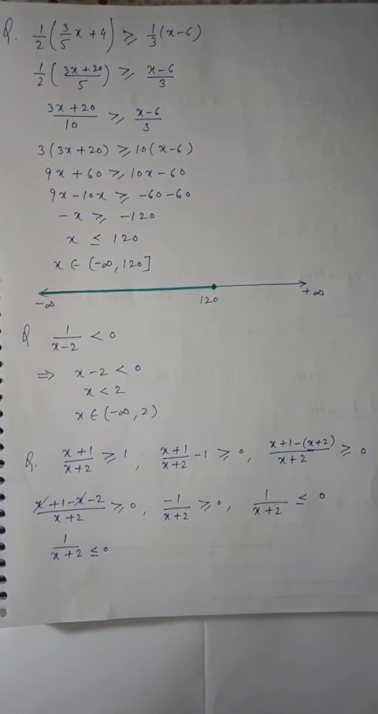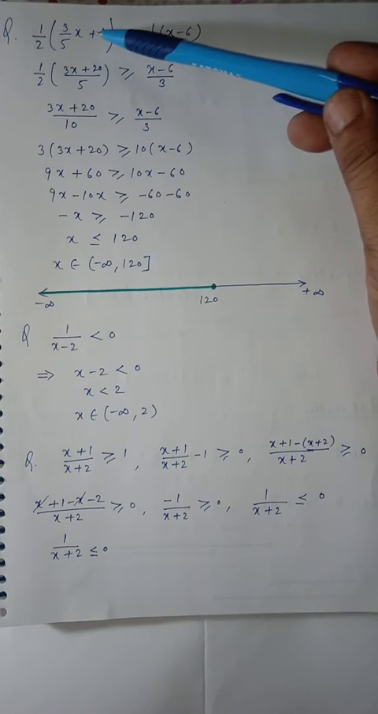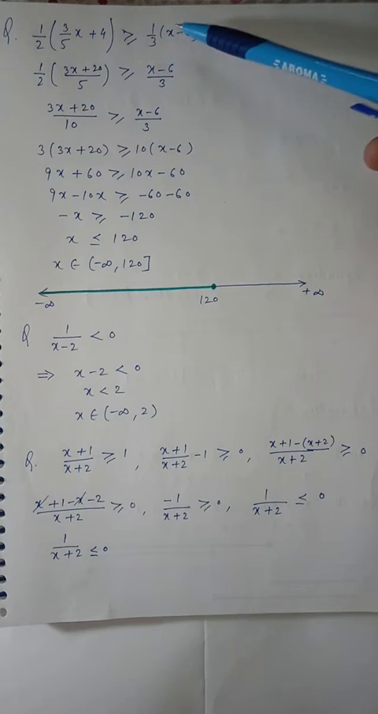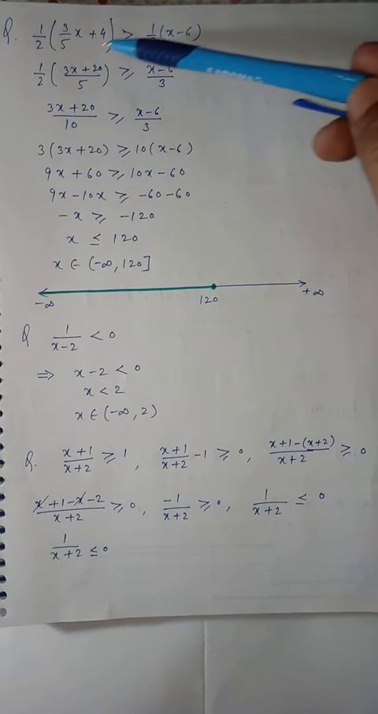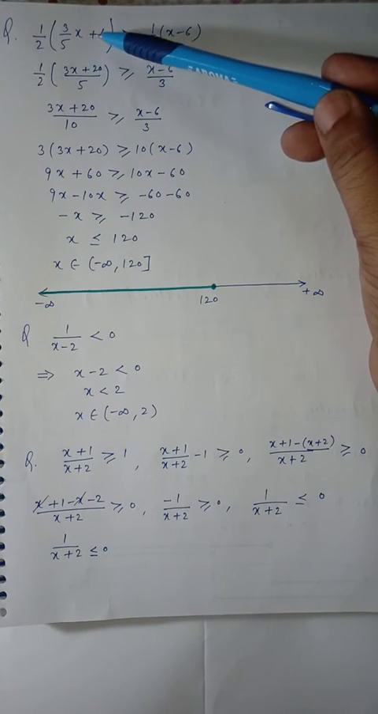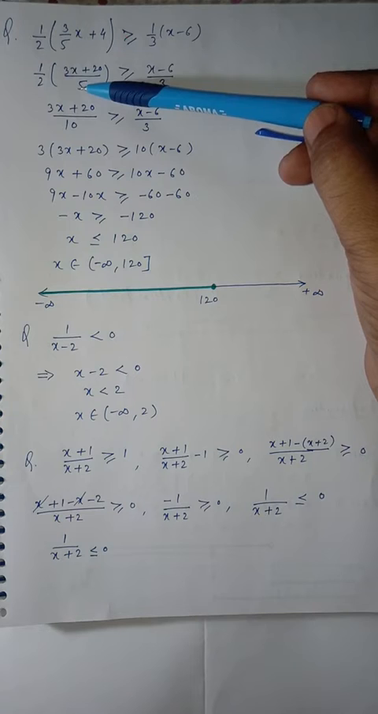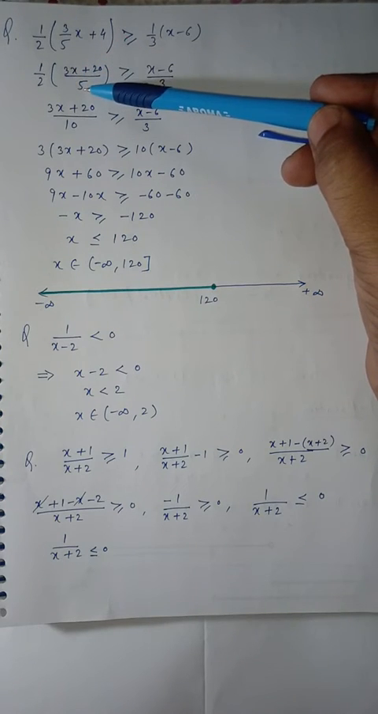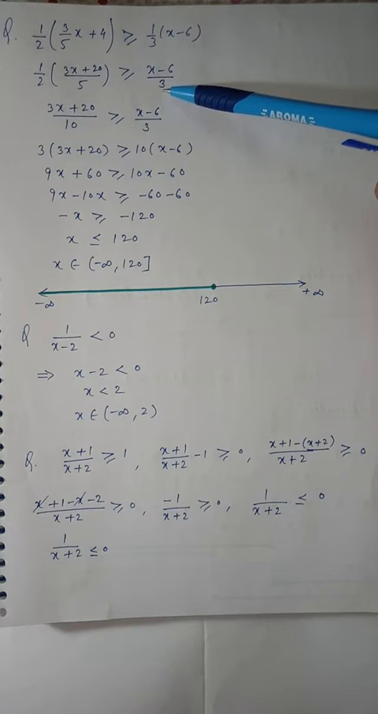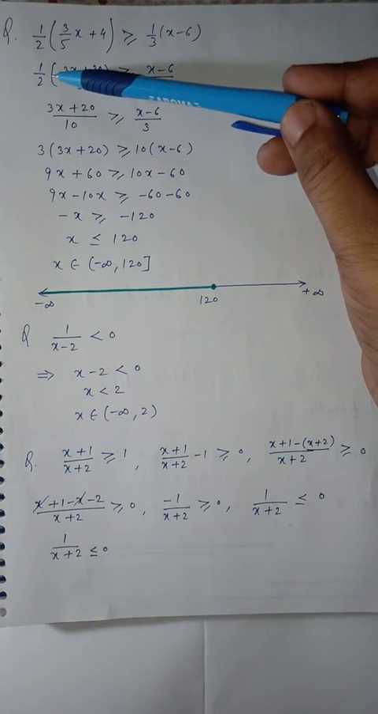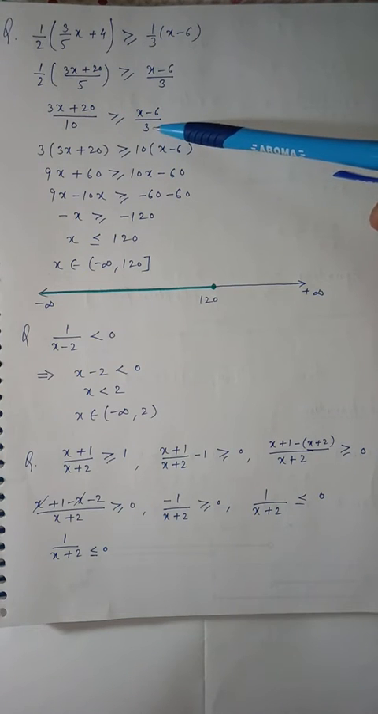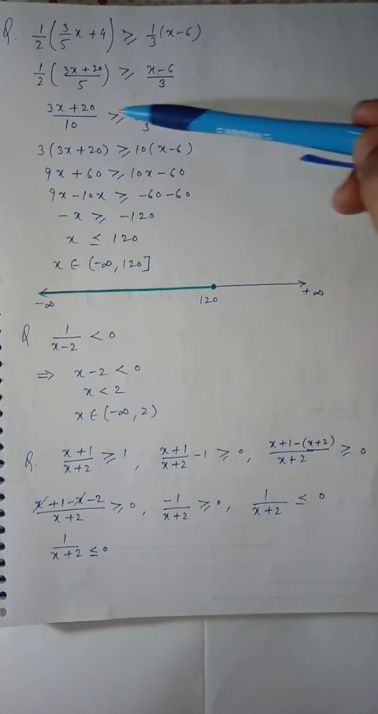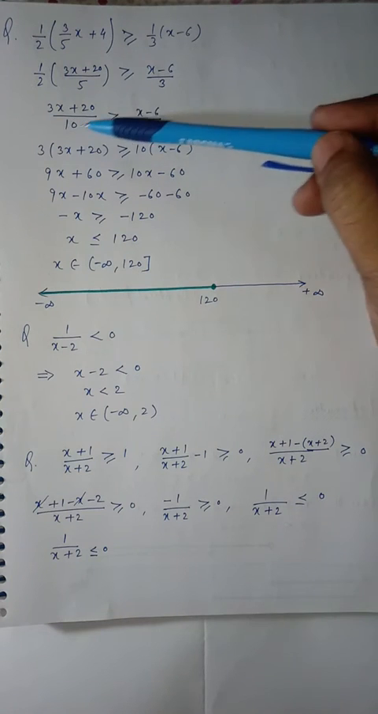Now take one more inequality, which is 1/2 (3/5 x + 4) greater than or equal to 1/3 x - 6. First of all, you have to solve the part inside the bracket. Take the LCM 5, you will get (3x + 20)/5. This will remain the same, whole upon 3. Now multiply this 5 with 2, it will be 10. This will remain the same. Now this is 10 and 3. So the LCM of 10 and 3 is 30.